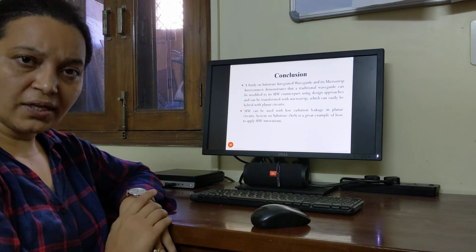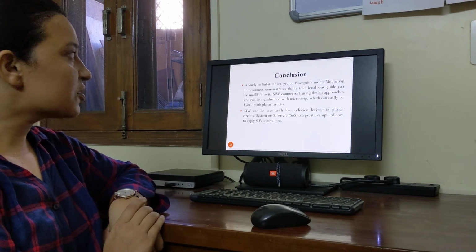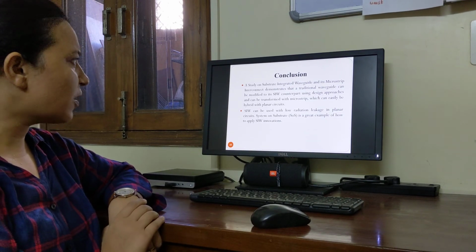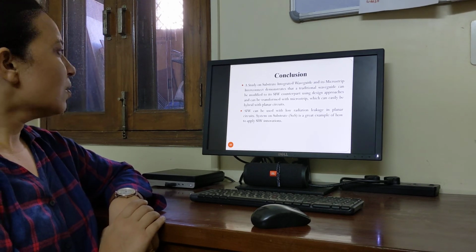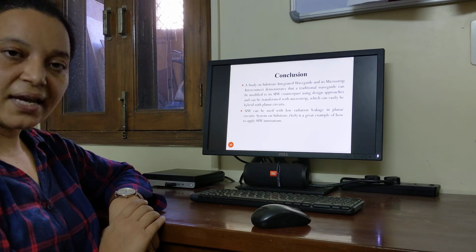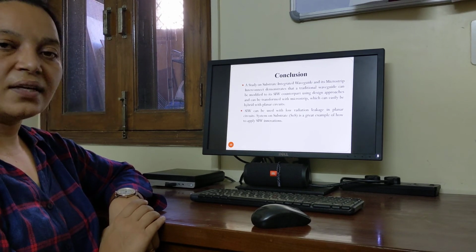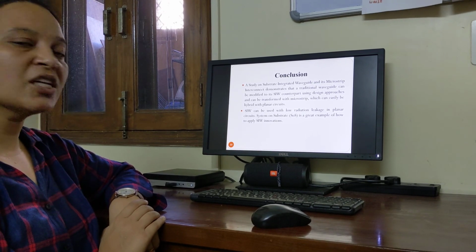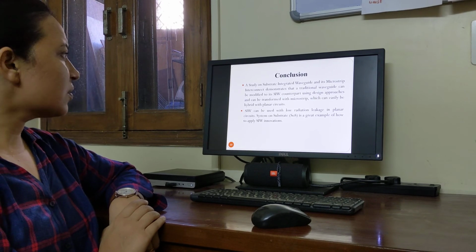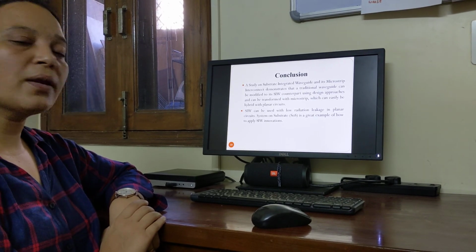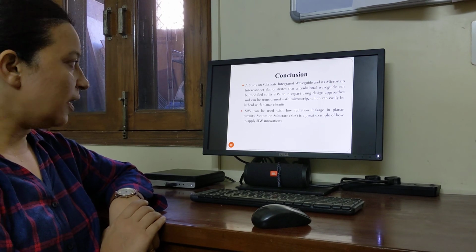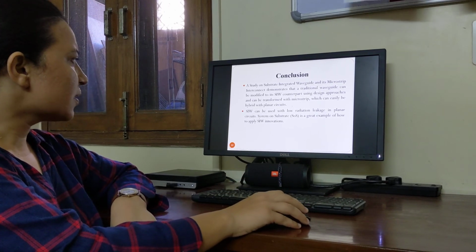Now here we go to the conclusion of this paper. A study on substrate integrated waveguide and its microstrip interconnects demonstrates that a traditional waveguide can be modified to its SIW counterpart using design approaches and can be transformed with microstrip, which can easily be hybridized with planar circuits. SIW can be used with low radiation leakage in planar circuit systems.